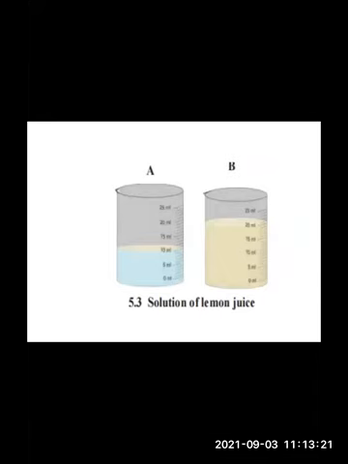Now here there is a short activity. You have to make a solution of lemon juice. How to make it? You have to cut a lemon into 2 equal parts. Take the juice of each part in 2 separate beakers. You can see the beaker on the screen. Pour 10 ml of drinking water in 1 beaker and 20 ml in the second.